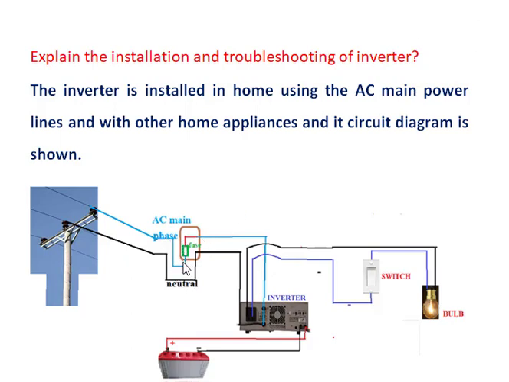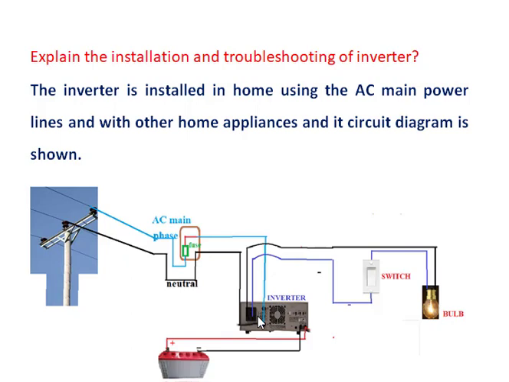Here the phase is passing through the fuse and the neutral is given here, and another earth connection is also given to the main board. From this main board, it is passing through the power meter, and then the phase line goes to the inverter. So the phase and the neutral wires are given to the inverter.